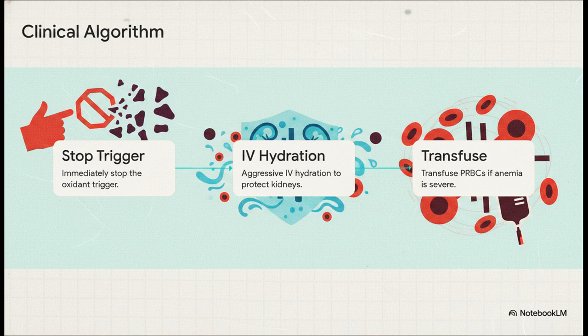Step 2 is aggressive IV hydration. This is huge because all that massive free hemoglobin being filtered by the kidneys can easily trigger an acute kidney injury, so you've got to maintain robust renal perfusion. And step 3, if your patient is hemodynamically unstable or just has life-threatening severe anemia, you need to prep for packed red blood cell transfusions or honestly even an exchange transfusion.